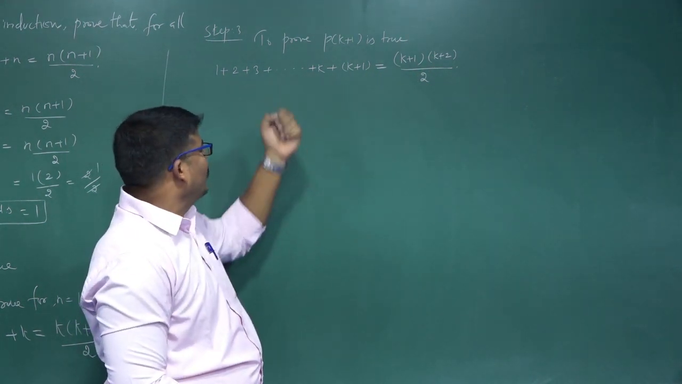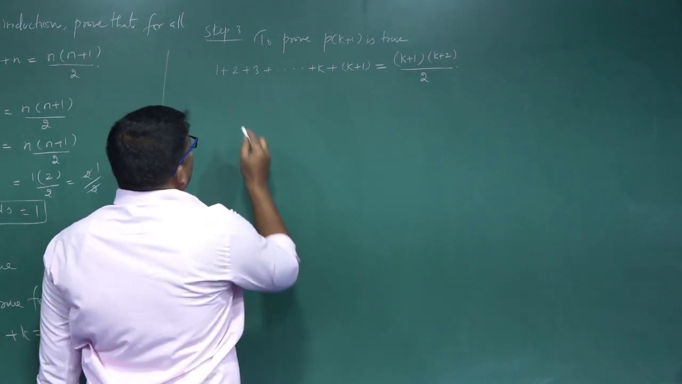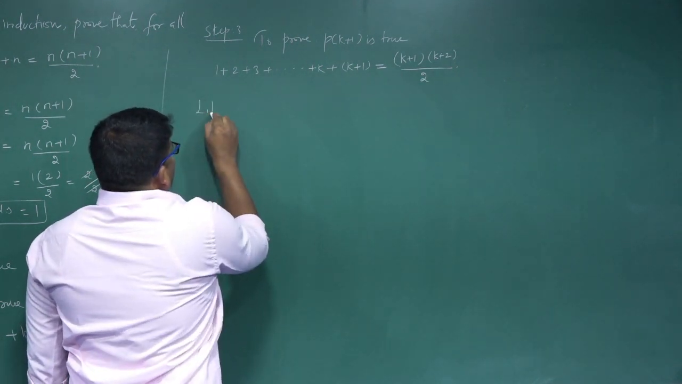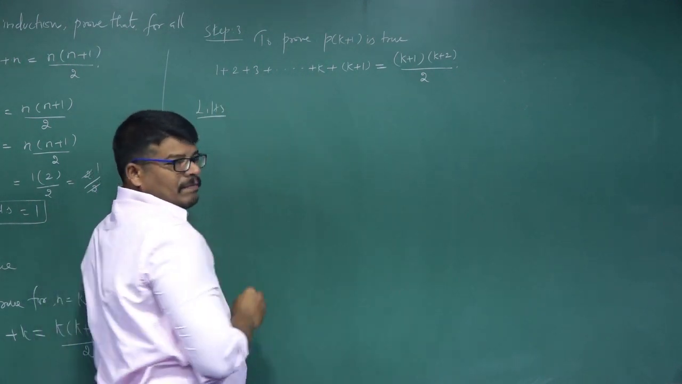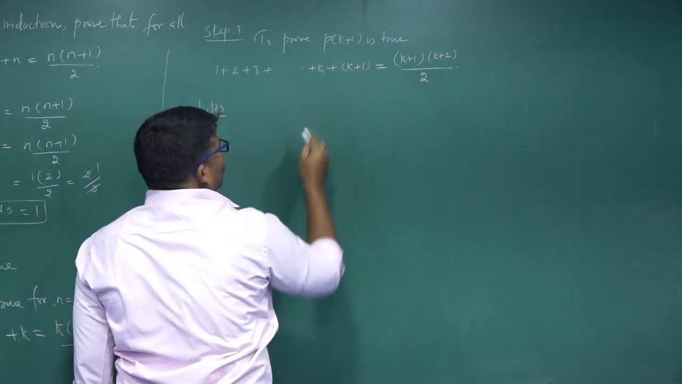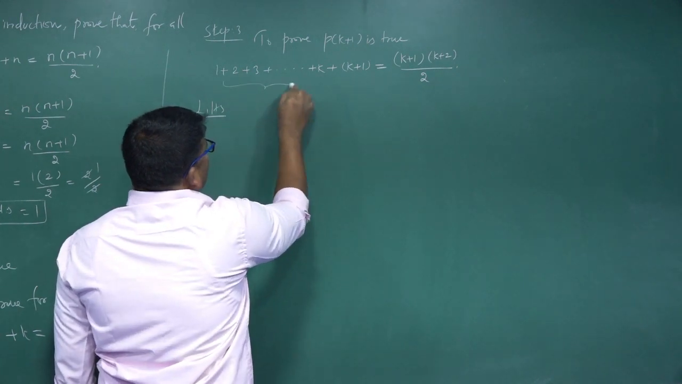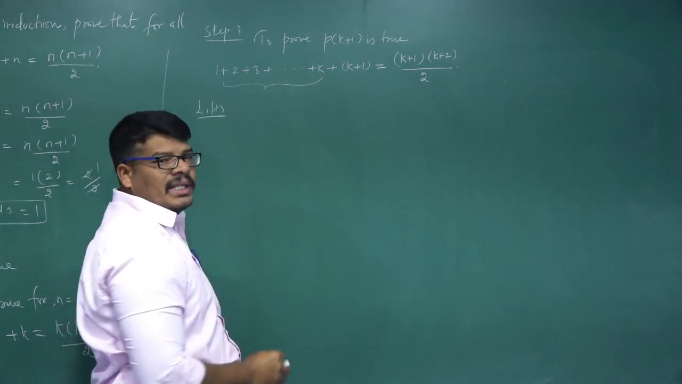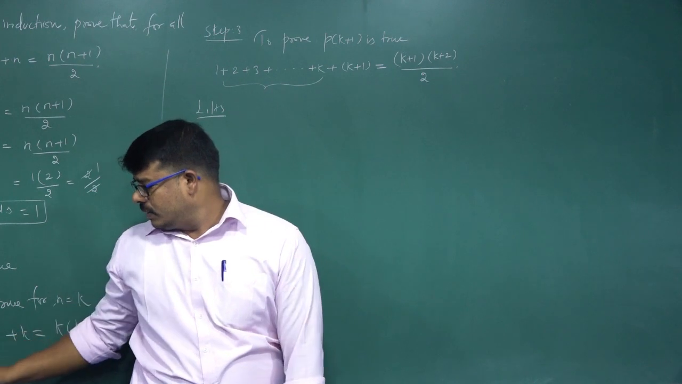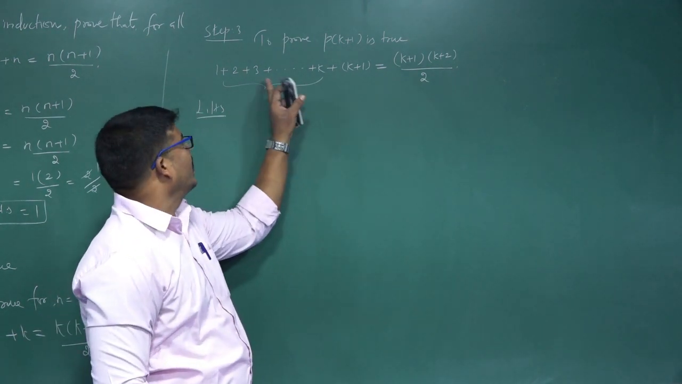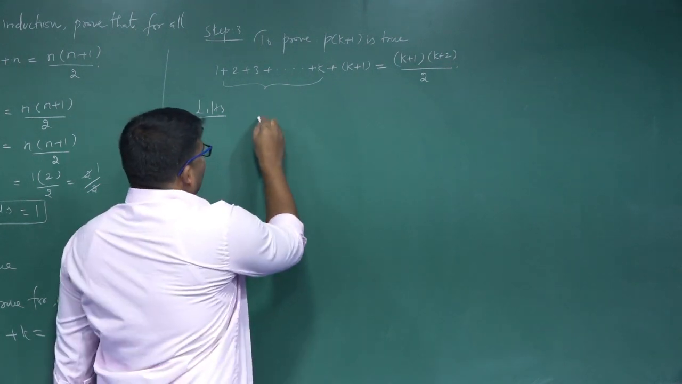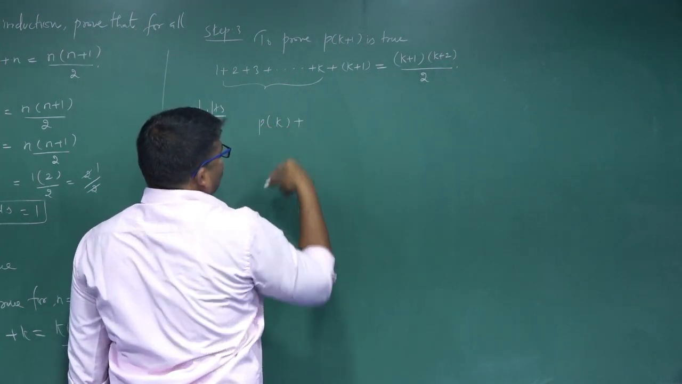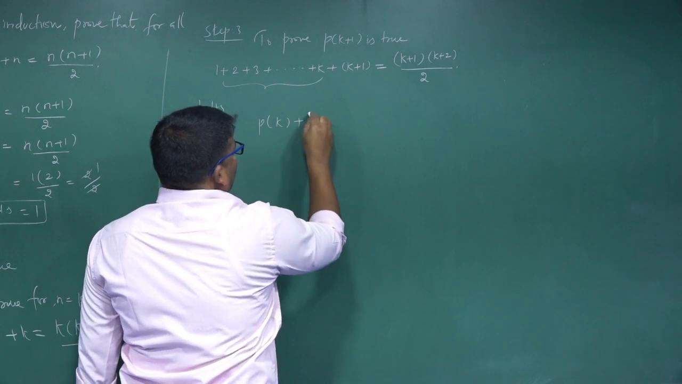Now take the LHS, the left hand side: 1 plus 2 plus 3 plus and so on, plus k, plus 1. Already you know 1 plus 2 plus 3 plus and so on, plus k is, from step 2, P of k. Let us consider 1 plus 2 plus 3 and so on, plus k is P of k. So we have P of k plus k plus 1.